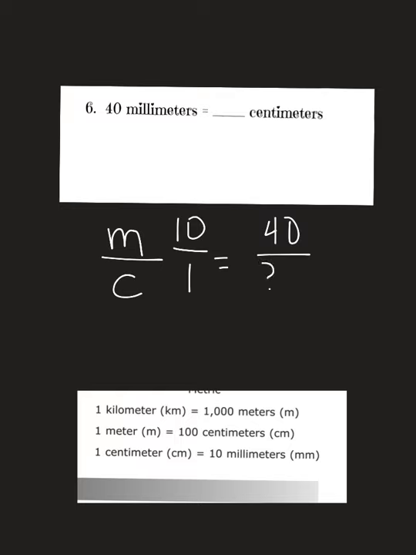And so I want to look at my relationship. What is my relationship between 10 and 40? How can 10 become 40? And because we're going from a smaller number to a bigger number, we know it's multiplication. And so I know 10 times 4 equals 40. And whatever I do on top, I have to do on the bottom. And so 1 times 4 would be 4. So the answer would be 4 centimeters.